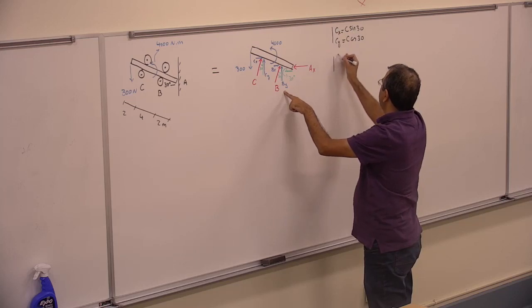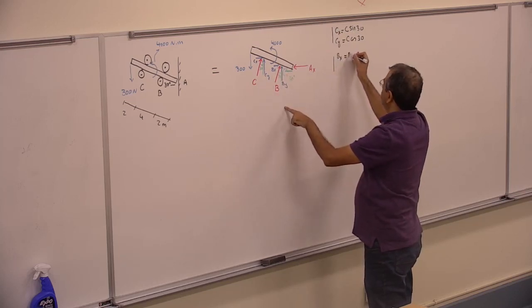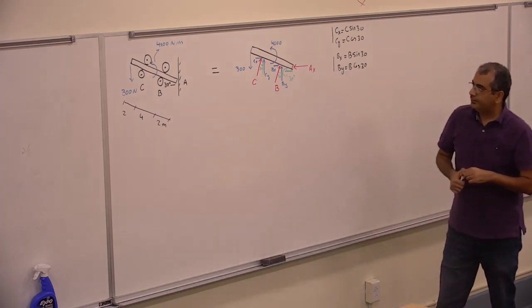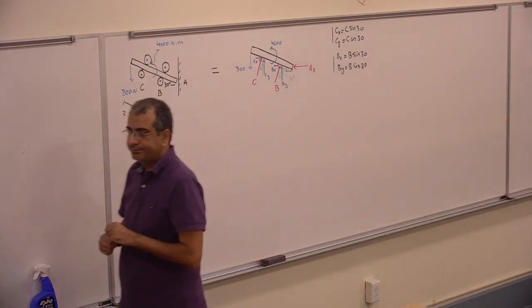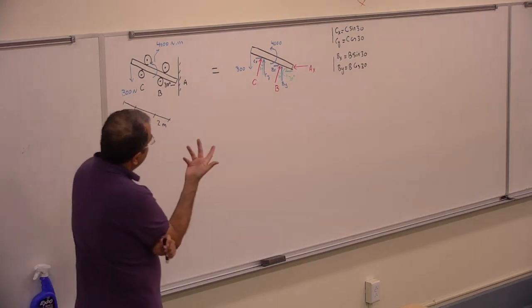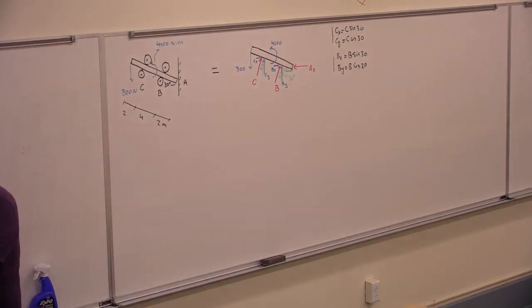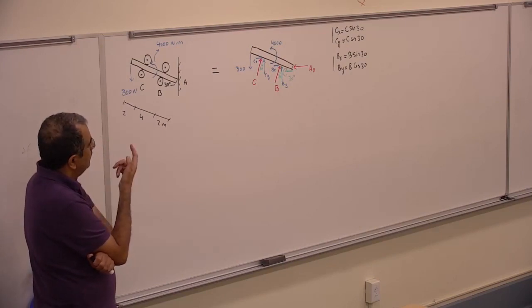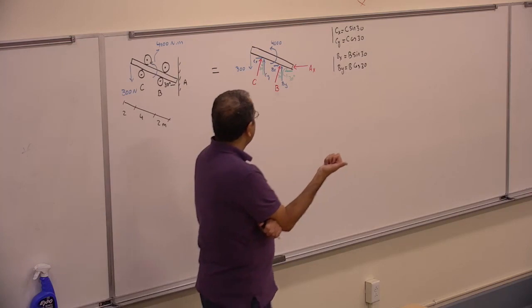Same here. Bx is B sine 30. By is B sine 30. Okay, now that I have them, if I write sigma Fx equals 0, how many unknowns am I going to get?